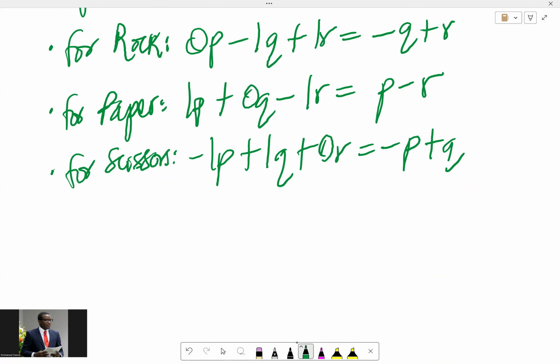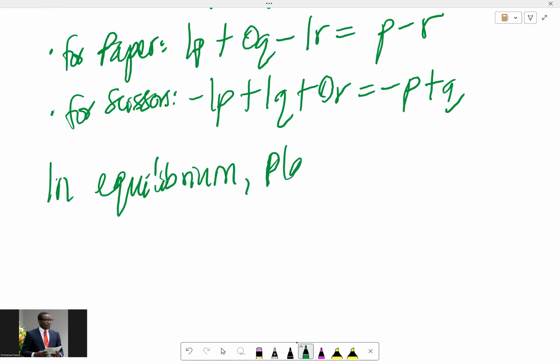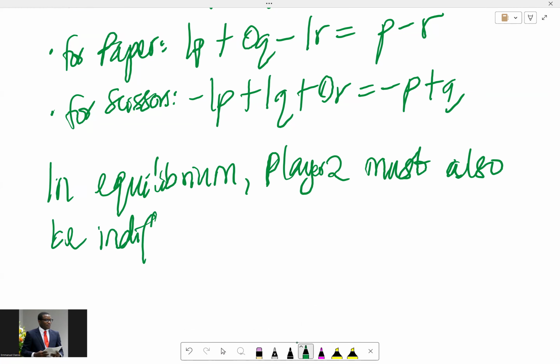And just like in the case of player 1, in equilibrium, player 2 must also be indifferent. In equilibrium, player 2 doesn't care what player 1 is doing, because in equilibrium, player 2 is going for the best option, whatever player 1 does. Okay. So in equilibrium, player 2 must also be indifferent among all actions.